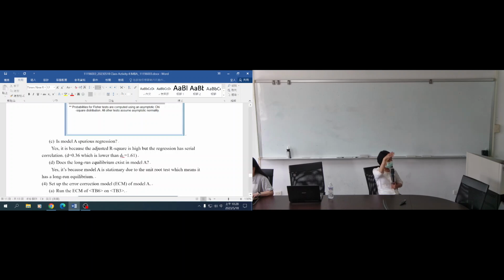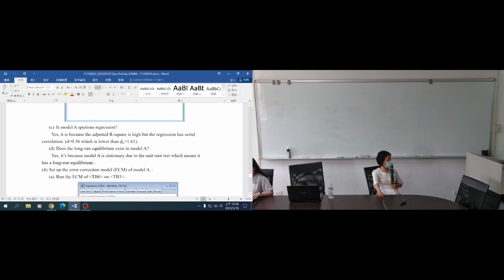The D here is talking about the Durbin-Watson statistic. And the Durbin-Watson statistic is just for serial correlation, with lag only 1. Oh, okay. Yeah, that part. So always do the co-integration test.